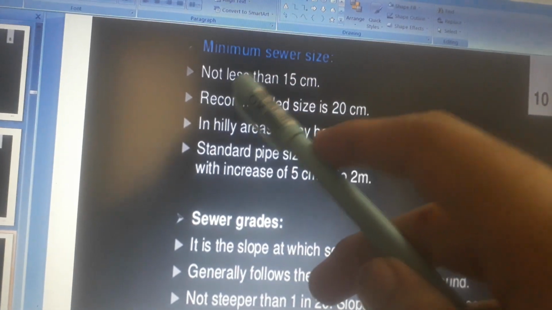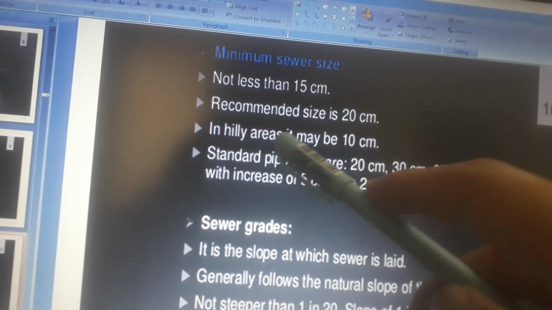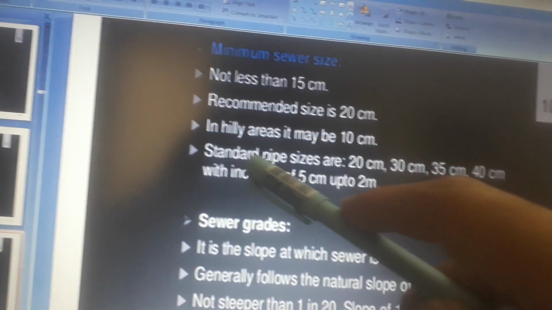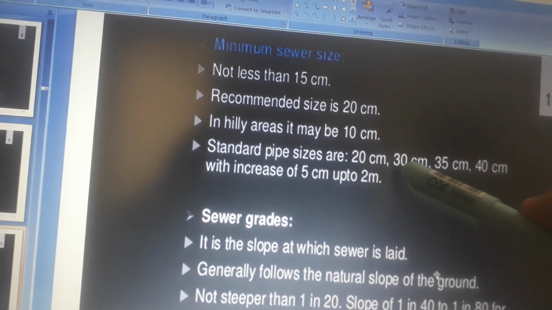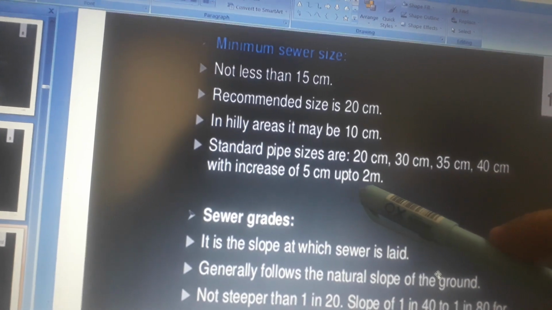Minimum sewer size: not less than 15 cm. Recommended size is 20 cm. In hilly areas, it may be 10 cm. Standard pipe sizes are 20 cm, 30 cm, 35 cm, 40 cm, with increase of 5 cm up to 2 meters.